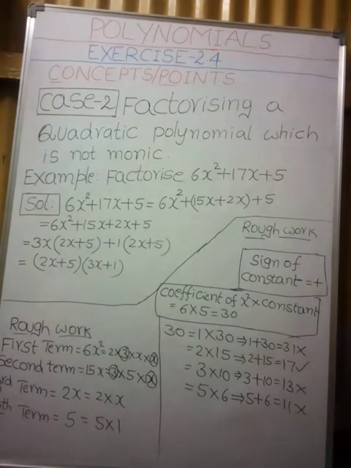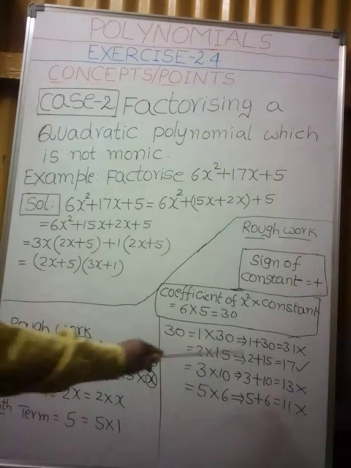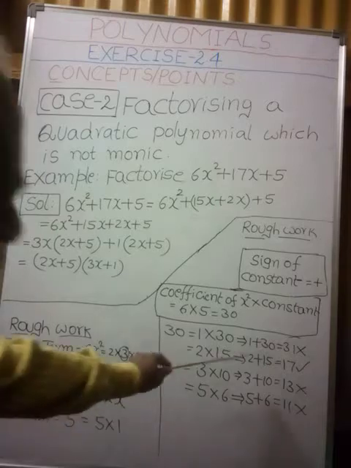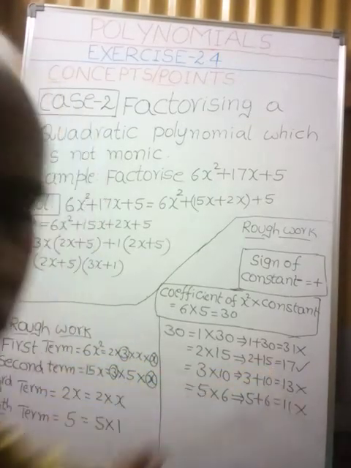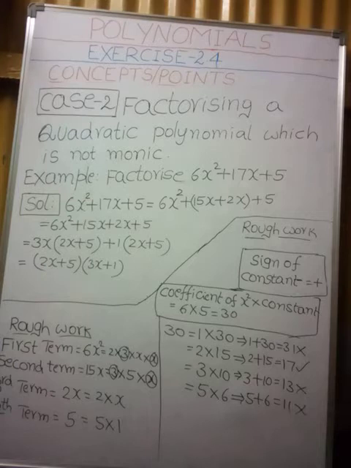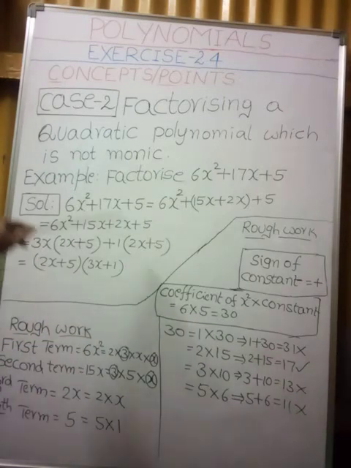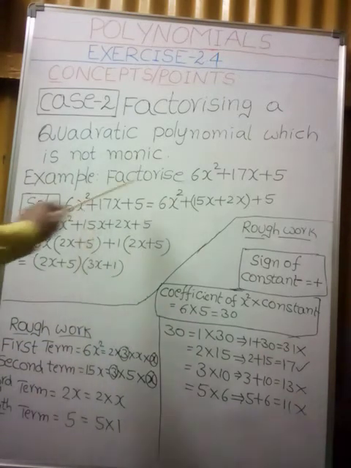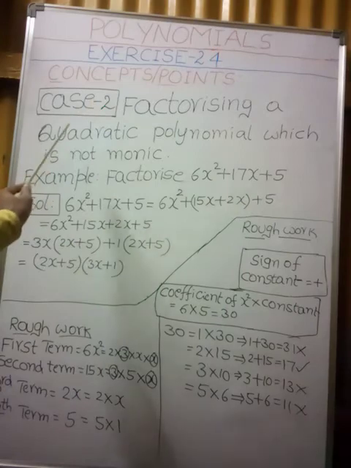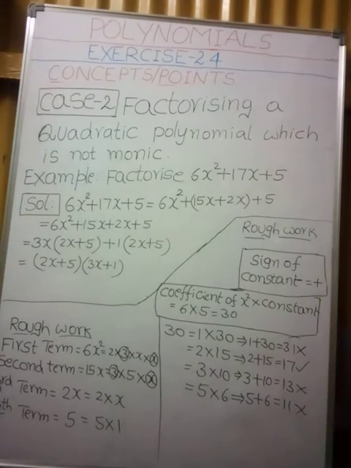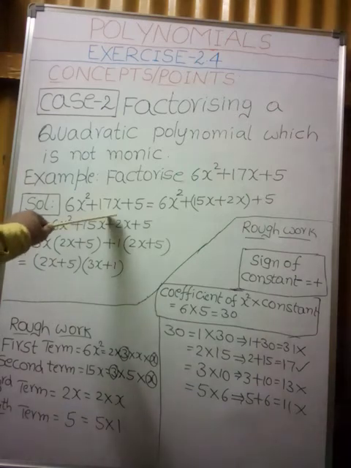Like this, we have to identify which two numbers are useful for us to split the middle term. Here these two numbers are useful to split the middle term. Understood, my children? So by using these two numbers, we split the middle term. We write the first term and last term as they are. It means we write the x square term and the constant term as they are. We are just splitting the middle term, that is the x term.